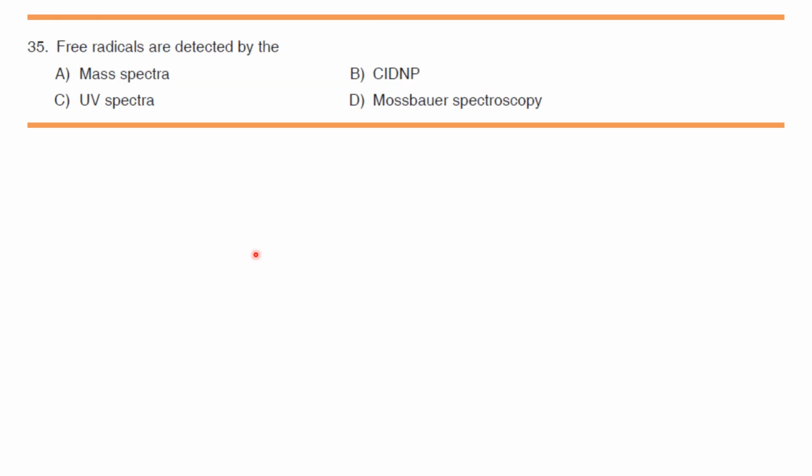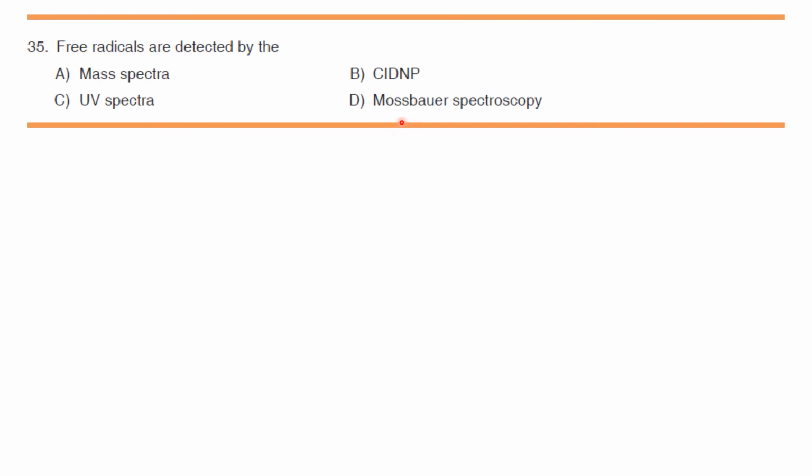I'm sorry, this is the last question. The previous one is not the last one. So question number 35 is the last question for this video, which is about some spectroscopic techniques. That is, the spectroscopic technique that can be used for analyzing or detecting free radical. You are asked to find out which one of them is actually used for that. Option A is mass spectra, B is CIDNP, C is UV spectra, and D is Mossbauer spectroscopy.